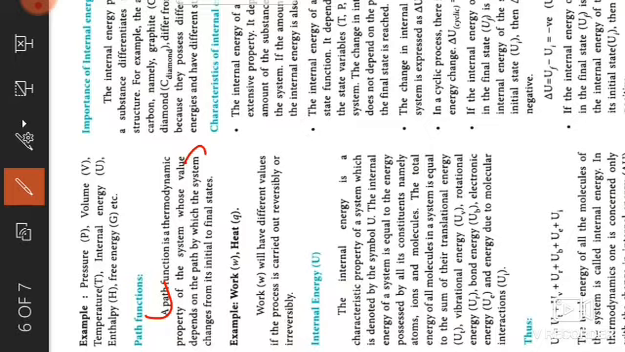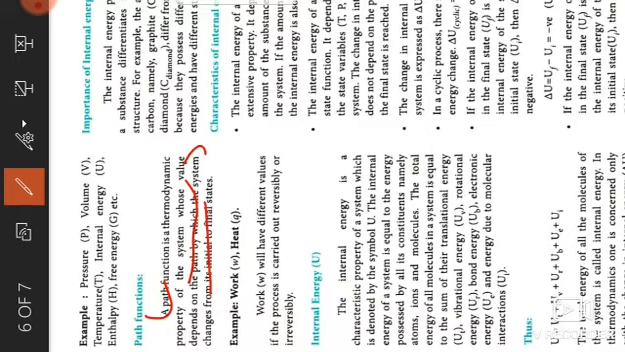A path function is a thermodynamic property of the system whose value depends upon the path by which the system changes from initial to final state. Example, work and heat. Work will have different values if the process is carried out reversibly and irreversibly.